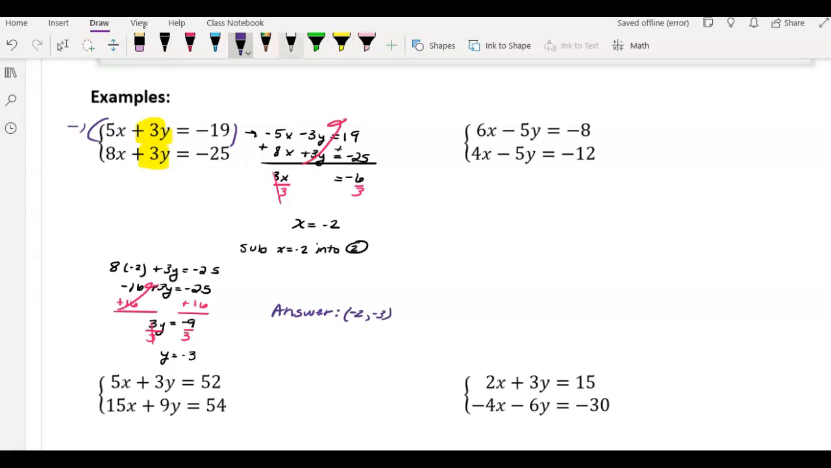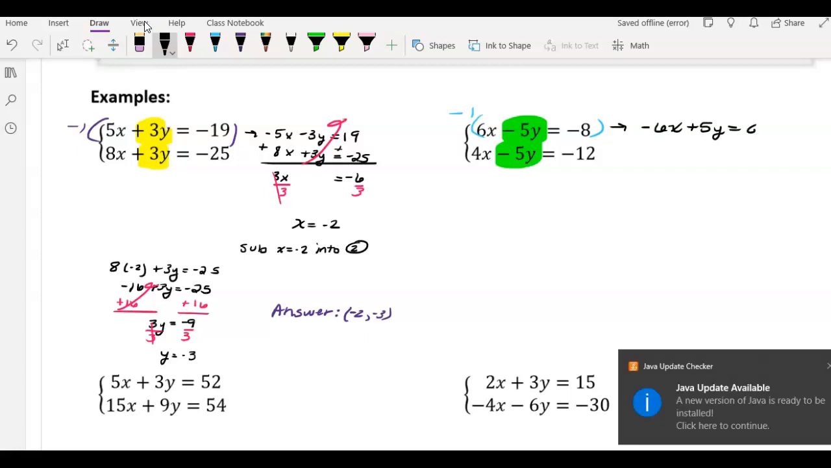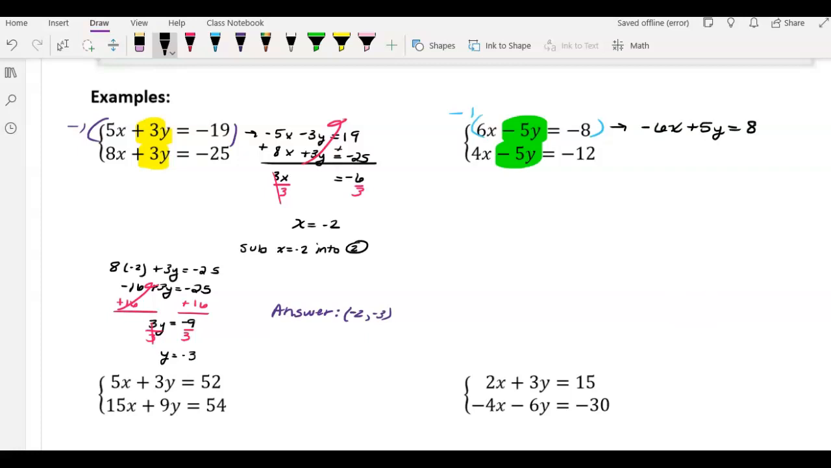All right, let's go on to the next example. Once again, I either want to look for variables that are exactly the opposite or can be made exactly the opposite quite easily. So in this case, we have these two -5's. And once again, all we're going to be doing is multiplying one equation by -1. And that's going to change every property. So I now have -6x plus 5y equals +8. We did nothing to the second equation, so we're just going to bring it down. And we're going to add straight across.